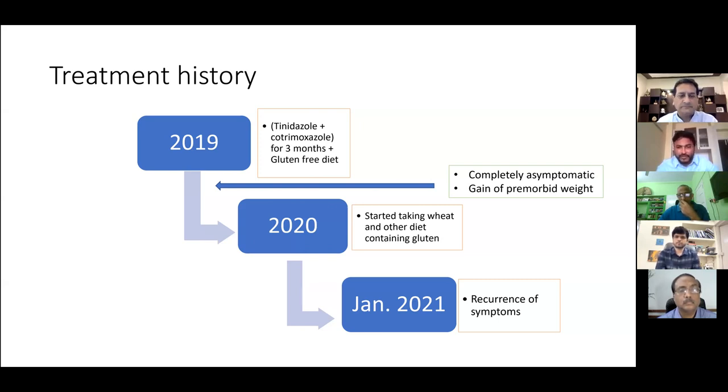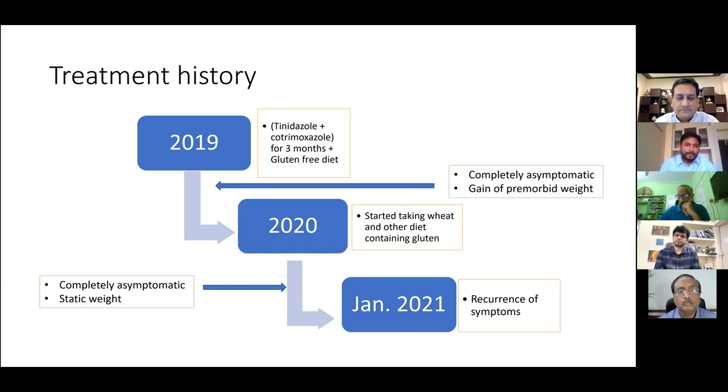However, in 2020, he started taking general food. He started taking wheat, chapatis, and other food that potentially contains gluten. Still, he remains well, and the weight gain achieved in the initial first year remains static. But in 2021, this year in January, the symptoms recurred, but he denies any aggravating factor for this.